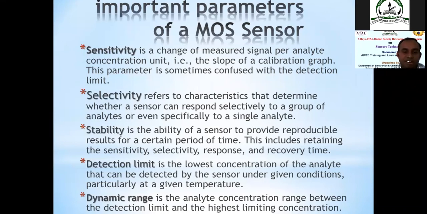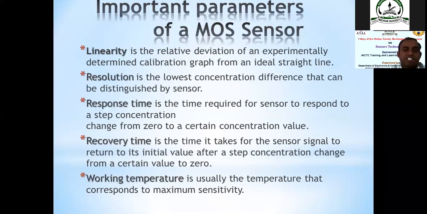Now the stability of a sensor, which will provide reproducible results for a certain period of time, whether it can reproduce the same result or not for a similar amount of gas. Now the detection limit: how low a concentration of the analyte can be detected by the sensor gives us the detection limit. Then dynamic range, linearity, resolution, response time. These are all important. Response time is how fast it can sense the material and give changes in the characteristic, and then the recovery time: if we withdraw the analyte, whether it will recover to its original position or not. So that is the recovery time.